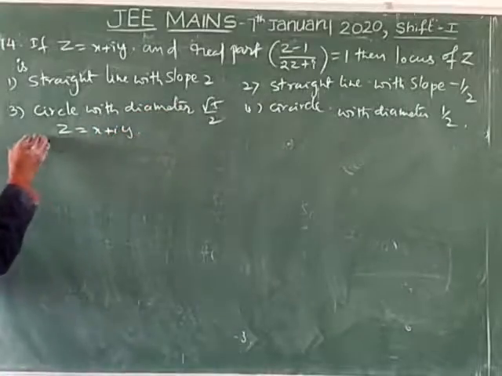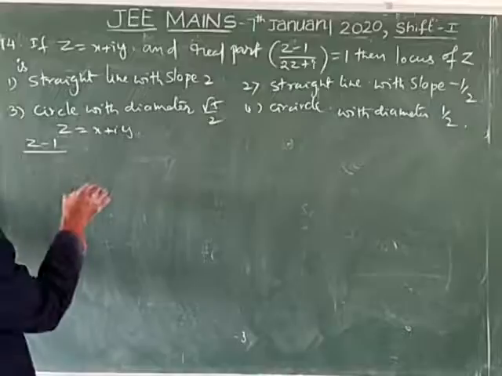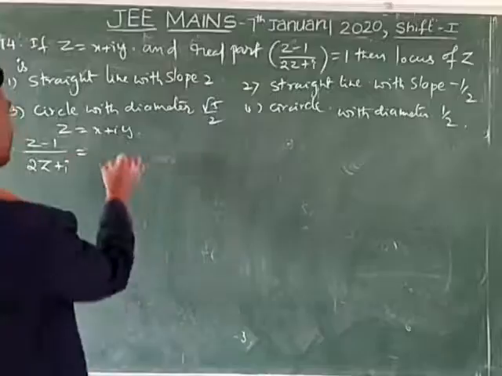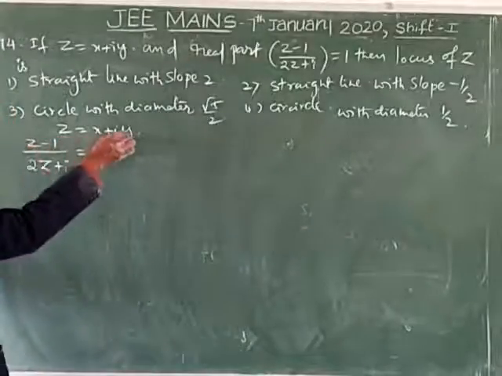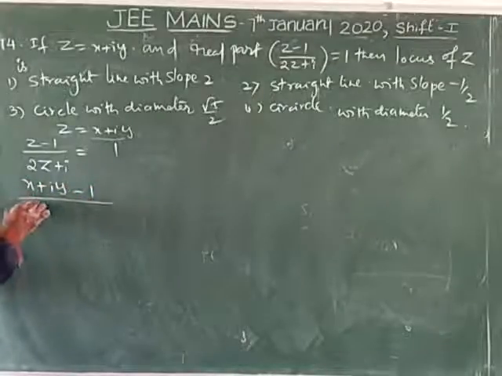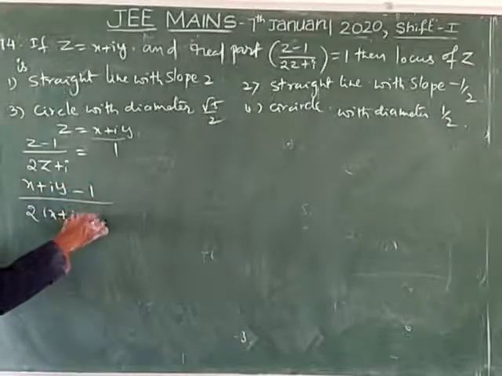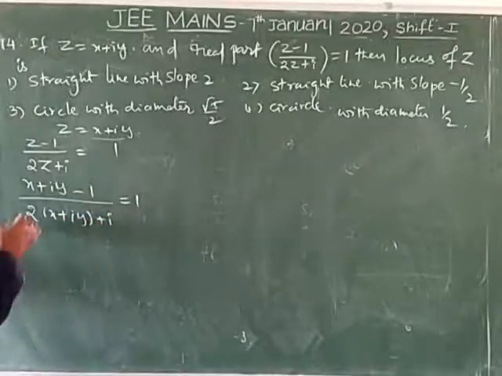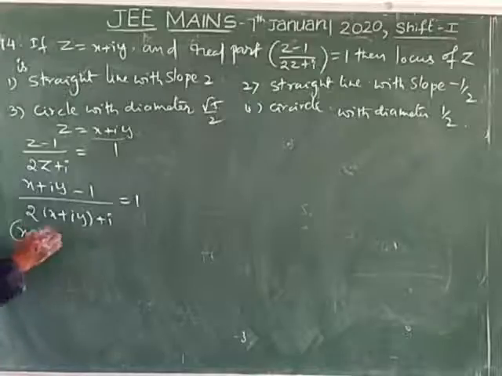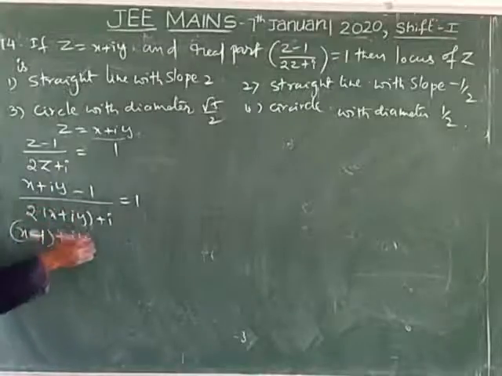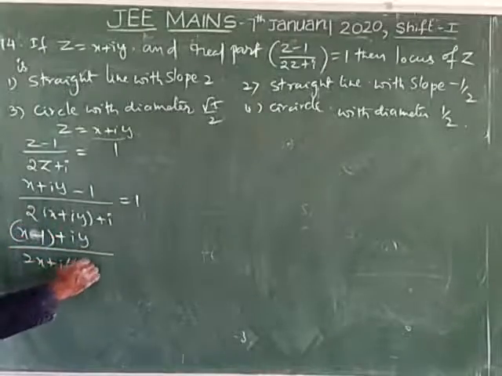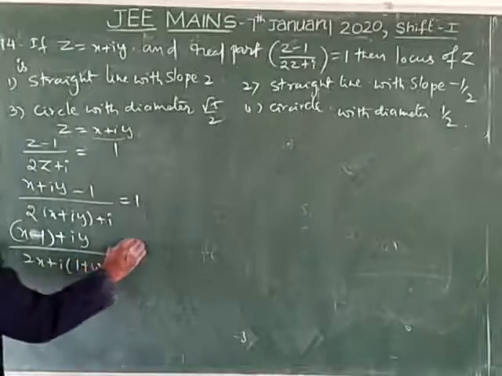Next one is (z minus 1) by (2z plus i) is equal to 1 as given. Now here, instead of z you have to substitute this value: (x plus iy minus 1) by (2 into (x plus iy) plus i) is equal to 1. Now x minus 1 plus iy, and here real part separate and imaginary part separate.